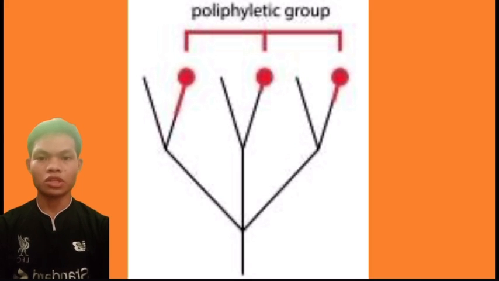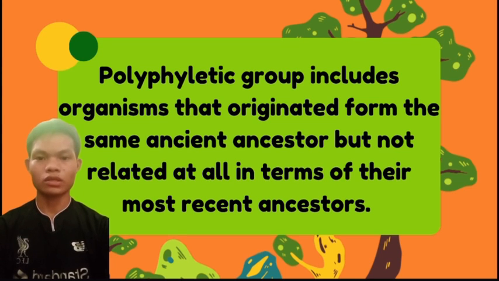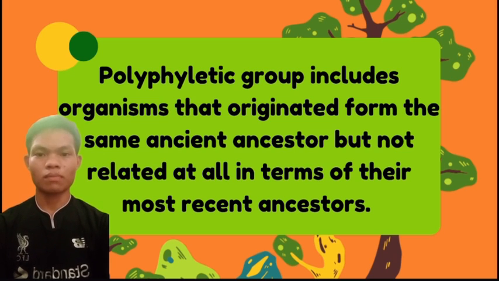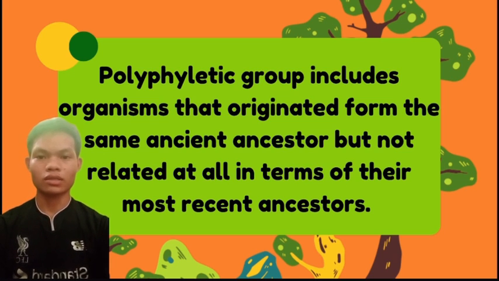The next image explains the concept of a polyphyletic group, which refers to a group of organisms that do not share a recent common ancestor, even if they seem similar in appearance or behavior. This means that the organisms in a polyphyletic group come from different evolutionary lines, but they have developed similar traits independently, a process called convergent evolution.